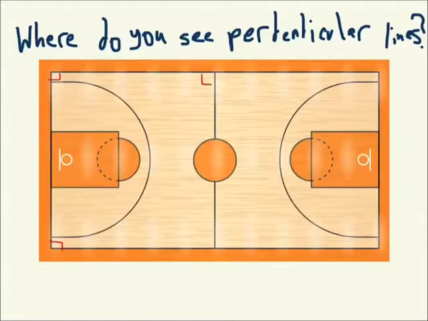You could also look in the area known as the paint, where the free throw line is, and you'll find right angles in these corners as well. If you see any more, good for you.